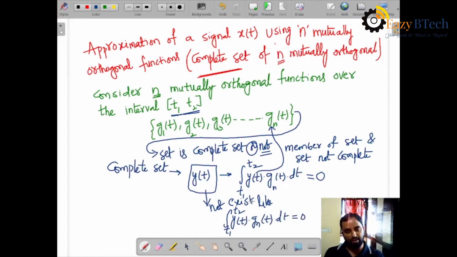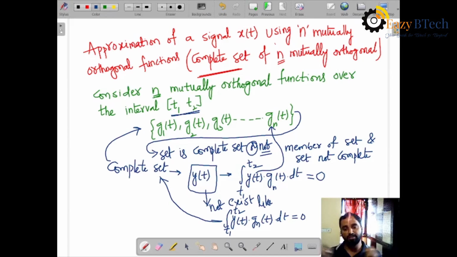So y of t should not exist like integral t1 to t2 y of t gn of t dt is equal to 0. Whenever that is the case, then the set will become a complete set. If such a y of t exists, it will become a member of the set. If y of t does not exist like that, then the set is called a complete set.